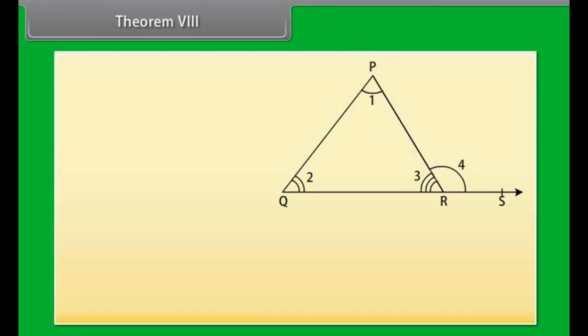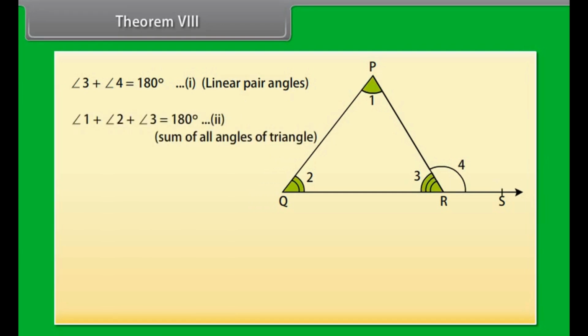Theorem 8. Do you remember about the exterior angle of a triangle? Look at this figure. Here side QR is produced to point S. Angle PRS is called an exterior angle of triangle PQR. Is angle 3 plus angle 4 is 180 degree? Yes, angle 3 plus angle 4 is 180 degree because these are linear pair angles. Mark it as 1. Also, angle 1 plus angle 2 plus angle 3 is equal to 180 degree because the sum of all the angles of triangle is 180 degree.